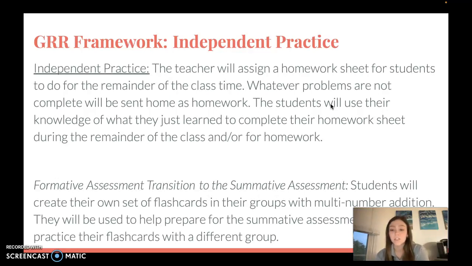And during this time, the teacher can be used to ask questions and guide the students, but this is all independent practice. They will not be working in groups. They're going to be working individually and using their own tools to solve their problems.